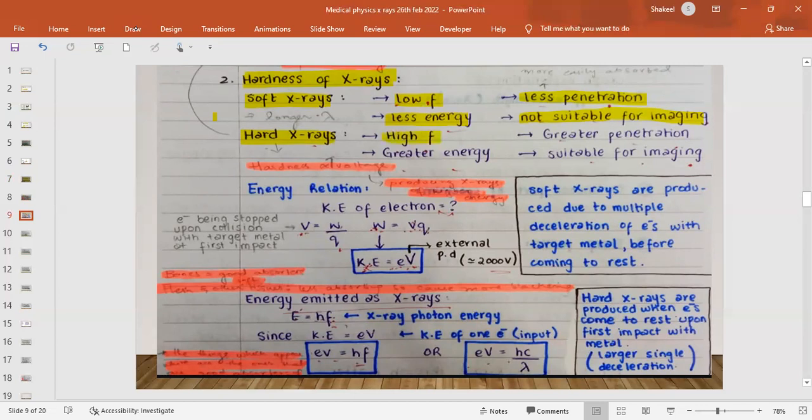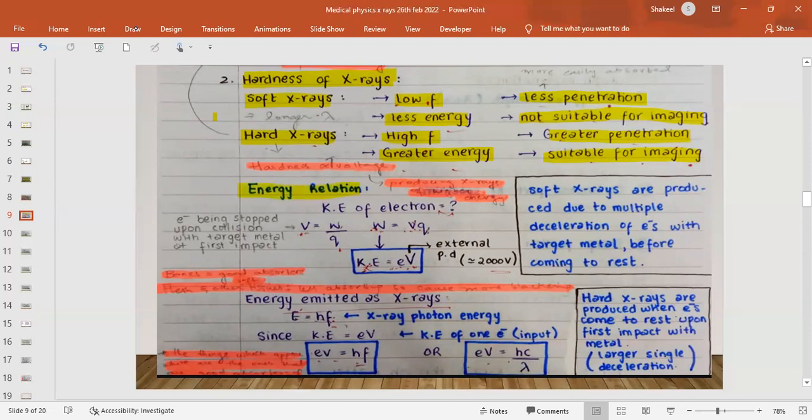Okay, the hard X-rays are the high frequency ones. They have greater energy, they have greater penetration, and they are suitable for imaging because, once they have high energy, they will hit your body and instantly leave your body, right? Some of them will be absorbed by the hard tissues and the remainder will go through the soft tissue. So that's how we can take the image.